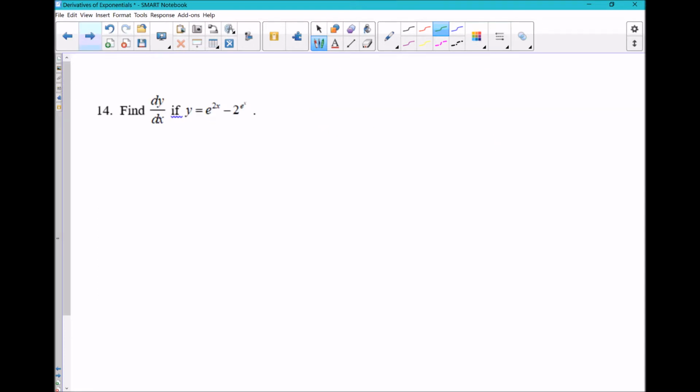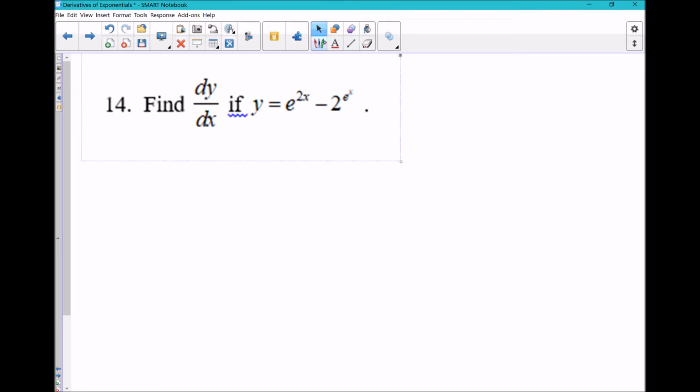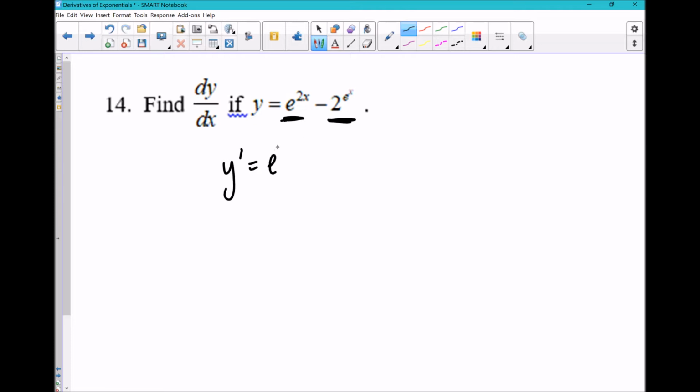Continuing on with our examples here. Oh, we've got an exponential within an exponential. Fine. Take the derivative of both of these. We're going to use the chain rule here, and then separately a chain rule there. So we have e to the 2x, and then times 2. I'm hoping you're picking up on this pretty quickly. E to the u is just e to the u, and then times u prime.